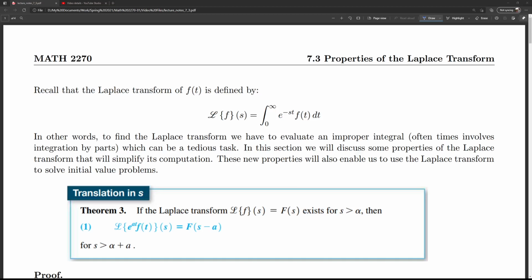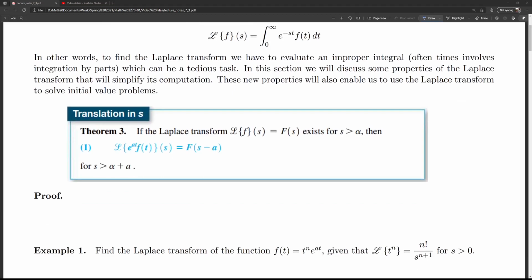If the Laplace transform of f equal to capital F of s exists for s greater than alpha, then the Laplace transform of e to the power at times f of t is equal to capital F of s minus a for values of s that are greater than alpha plus a. So multiplying a function by e to the power at results in a shift in the Laplace transform. And the proof is pretty straightforward.